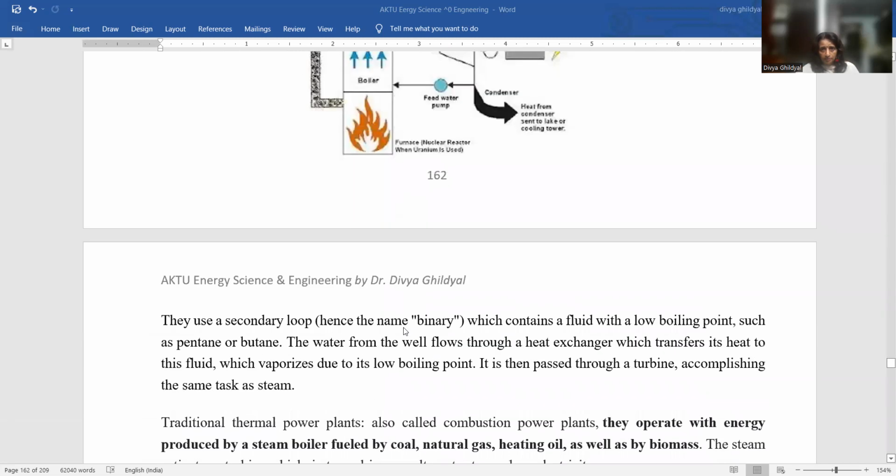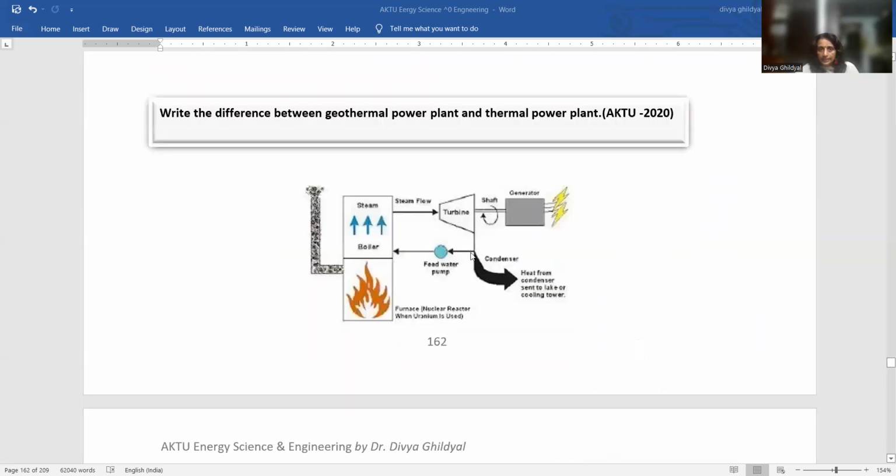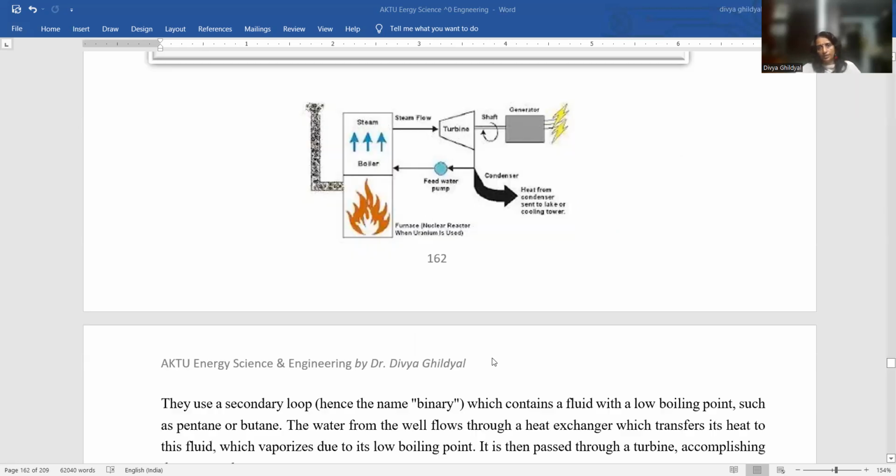This question has been asked and it is important. Differentiate between geothermal power plant and thermal power plant. See, this is a thermal power plant. Here, the thermal or the heat has been used to boil, create steam. Steam runs this turbine. Compare it with the steam engine, generates electricity and a cooler here.